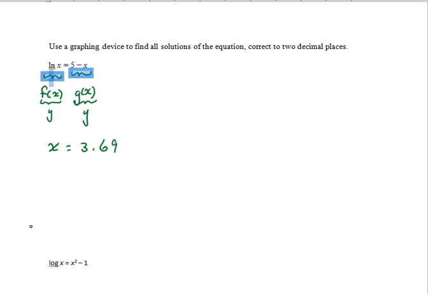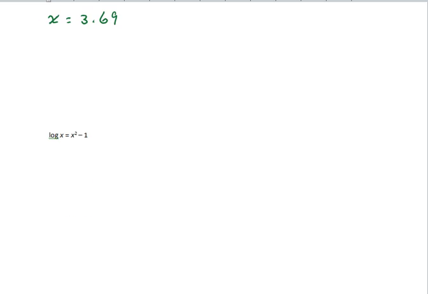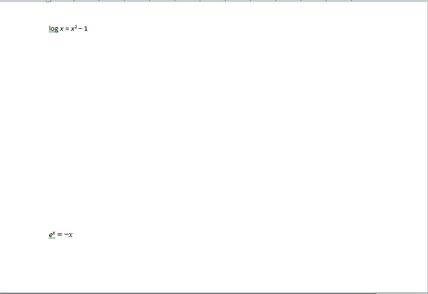In the second equation, we'll use a similar process. We'll let f of x equal log x. We'll let g of x equal x squared minus 1. And we'll graph y equals f of x. That'll be our y1. And y equals g of x will be our y2.